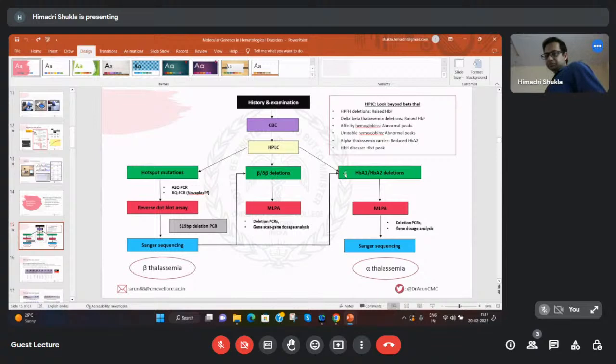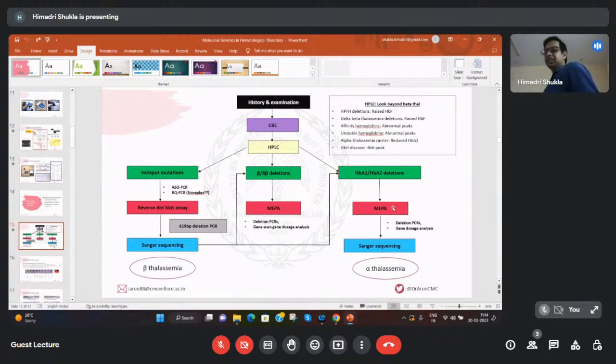Okay? If it's alpha thalassemia, we proceed the other way around. We initially look for the deletions because, as you all know, I'll show that in the next slide, whether it's a silent carrier or an alpha thal carrier or HbH disease, we generally call them based on the number of alpha genes deleted. Single gene, 2 gene, 3 gene deletion. 4 gene, of course, the child will not be born, it will be hydrops. But so we start with looking for the deletions.